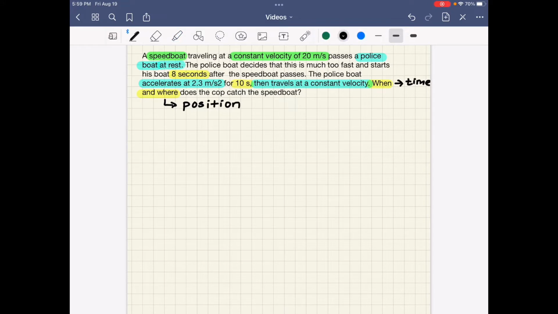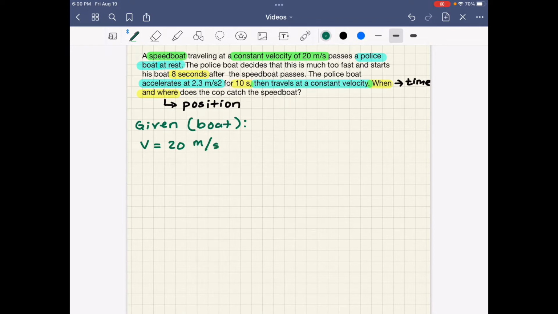Now let's write down the given for the boat, right? So I'm gonna say given, and that's gonna be for the boat. And we have, well, a constant velocity. When the velocity is constant, we can just call it v, right? Which is 20 meters per second.